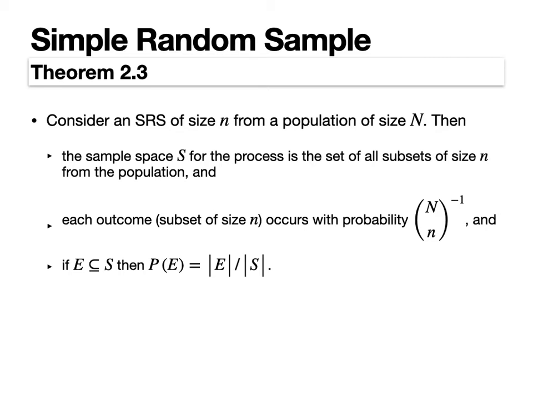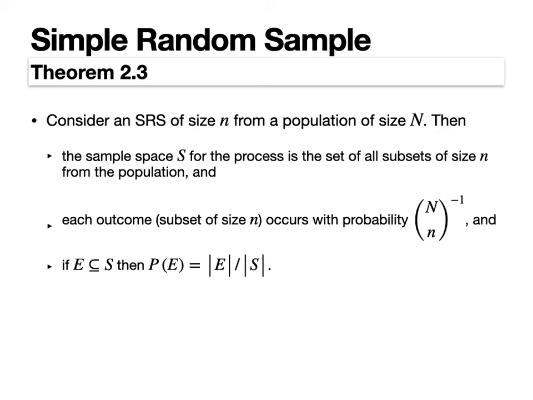That's our Theorem 2.3 here. Consider an SRS of size little n from a population of size big N. Then, first, the sample space is the set of all subsets of size little n from the population. Secondly, each outcome, which is of course a subset of size n, occurs with probability 1 over capital N choose little n, and that's simply because all outcomes are equally likely and there are N choose n outcomes.